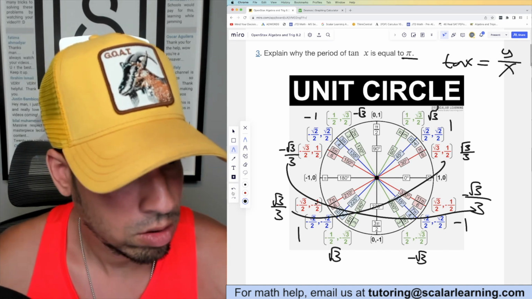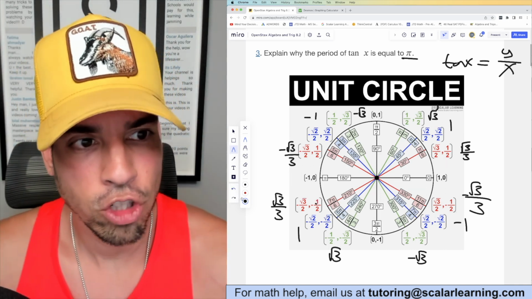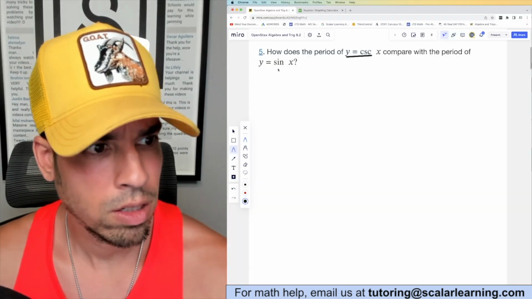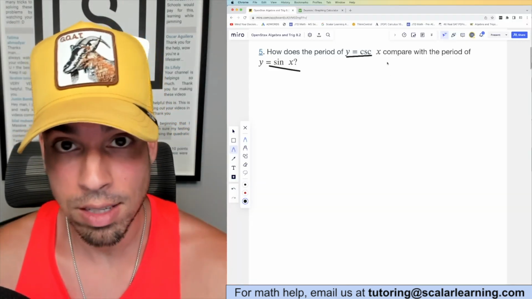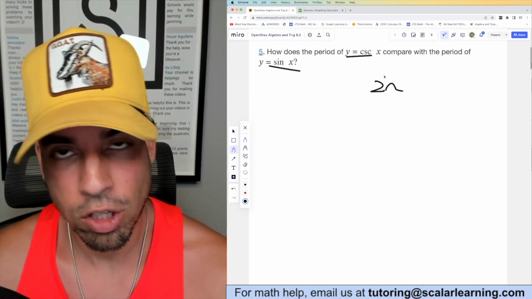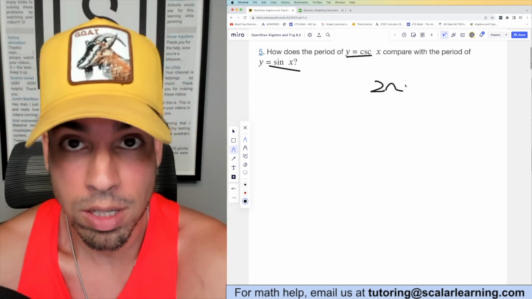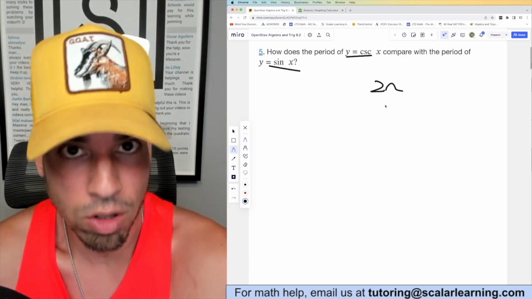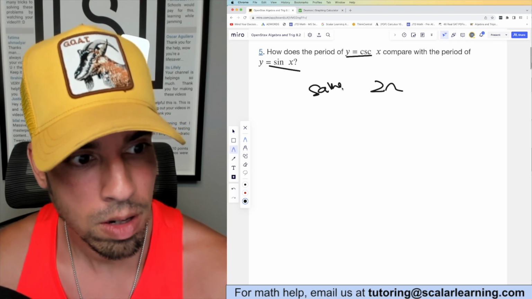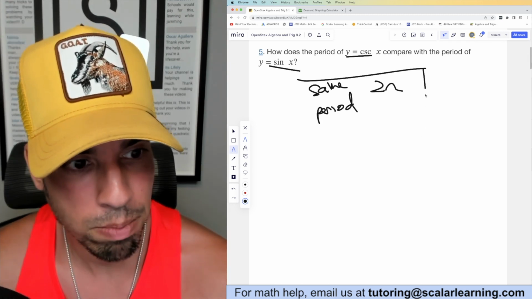It's repeating, you see? So that's how you can show that the period of tangent is equal to pi. Done. The period of cosecant of x compares with sine of x in that they're the exact same. They repeat every 2 pi. So they're inverses of each other. They have the same period, just like cosine and secant or tangent and cotangent, they all have the same period. So they have the same period of 2 pi, boom, done.